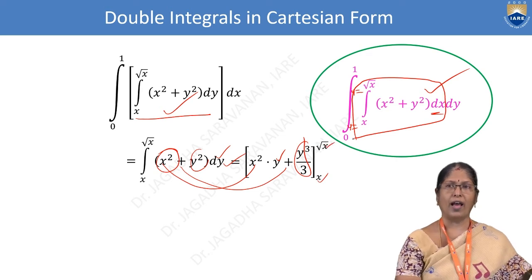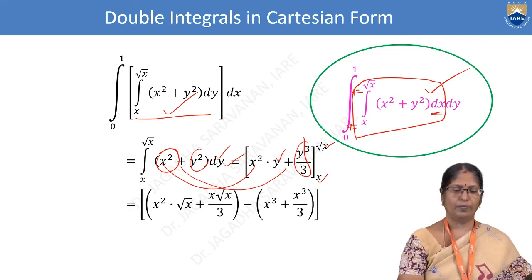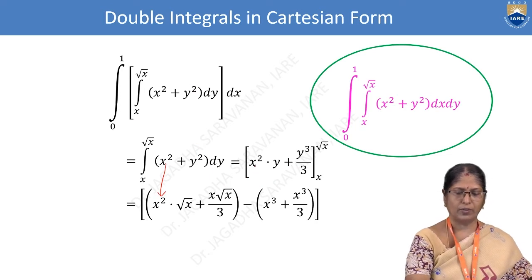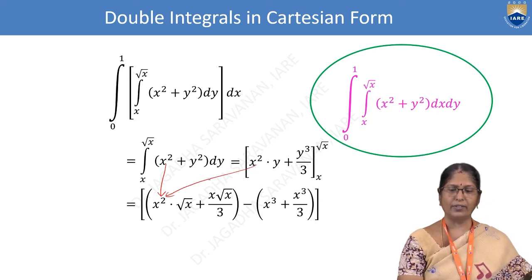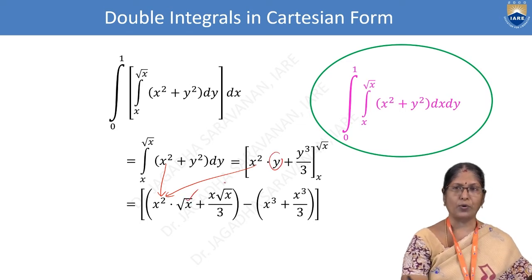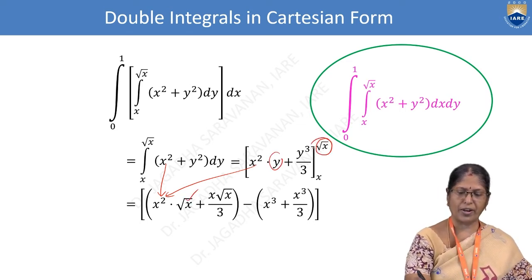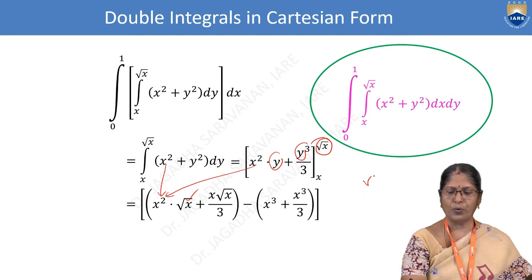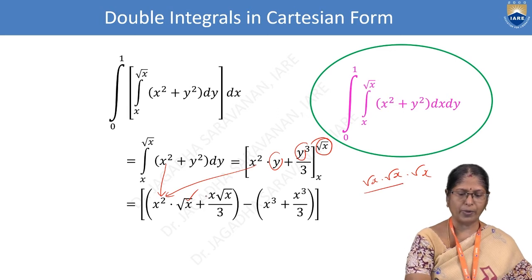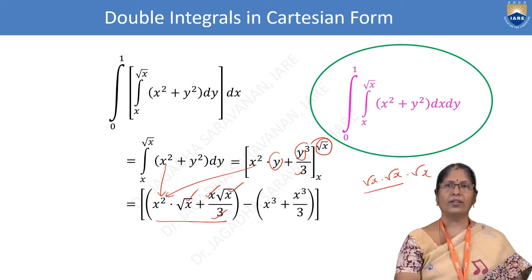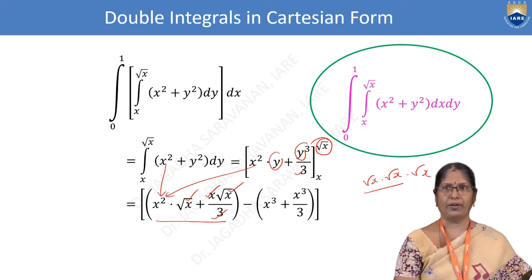The limits are written as it is. X is the lower limit, and the upper limit is root x. Now this x square is as it is, and y is replaced by root x because we are concentrating on the upper limit. Here we are substituting root x, 3 times it should be written. This 2 times becomes x root x, this 3 is 3. We completed the upper limit substitution.